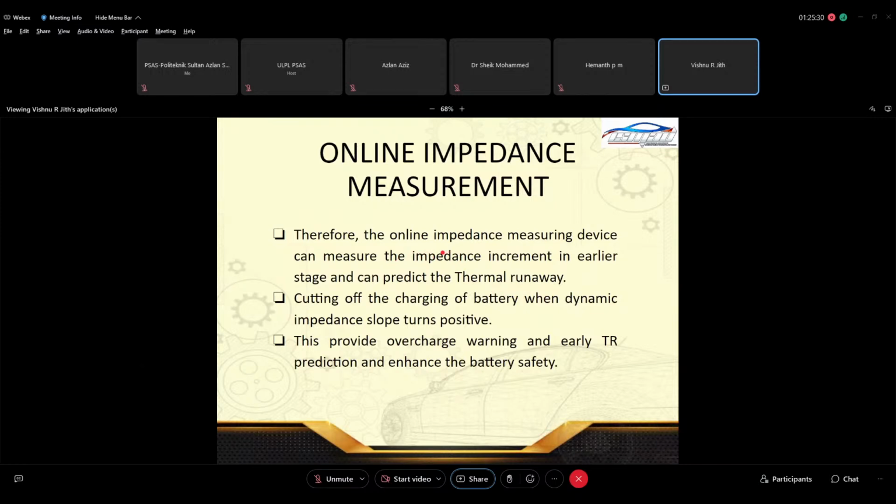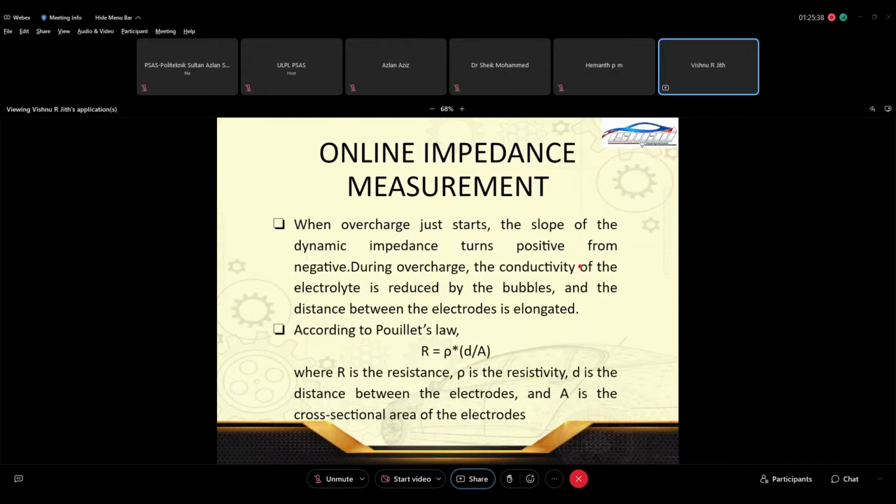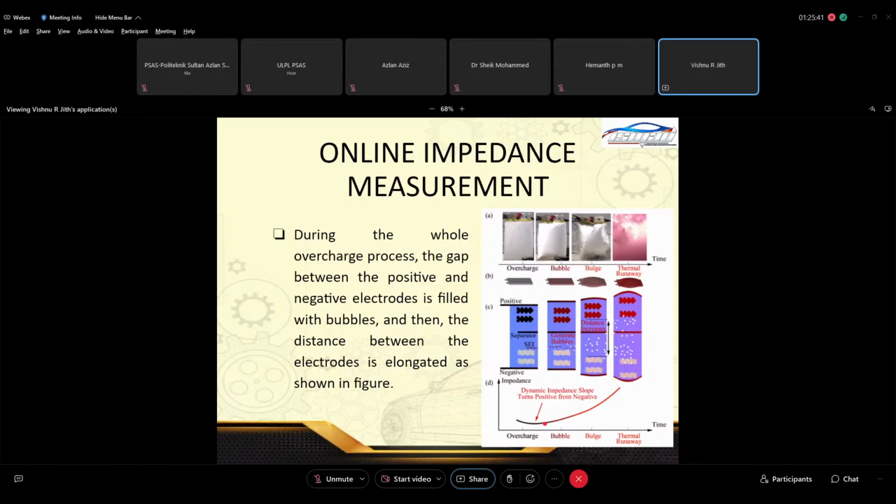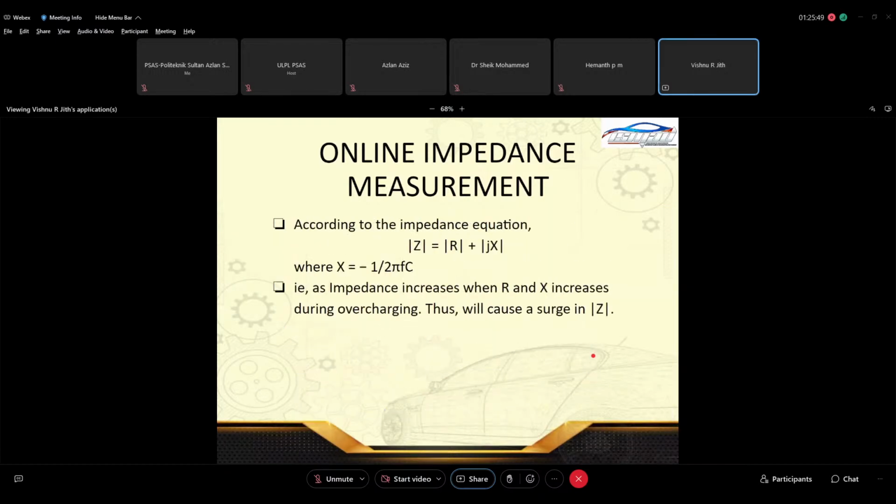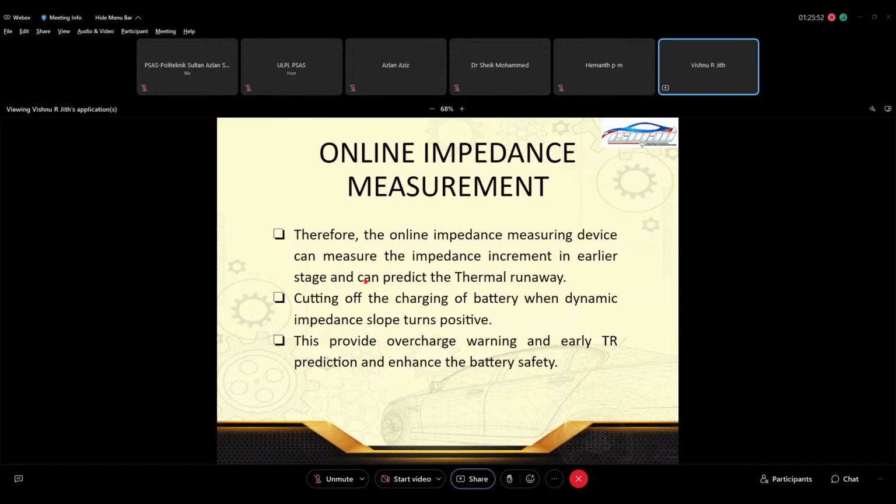the early detection of thermal runaway by the online impedance measuring device can measure the impedance increment in the early stage. That is, when this starts to increase, we will be able to find this slope turns from negative to positive. So at that stage, we are able to predict the thermal runaway. By cutting off the charging of the battery when the dynamic impedance slope turns positive, this provides overcharge warning and early thermal runaway prediction and enhances the battery safety.